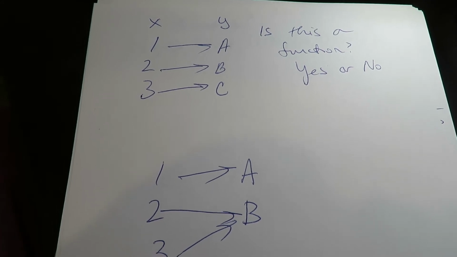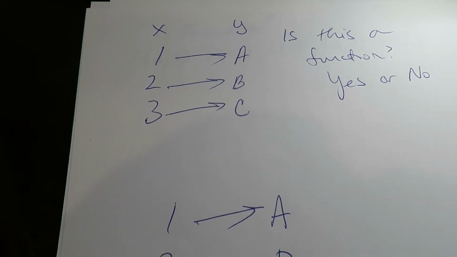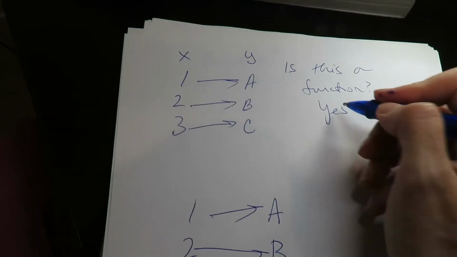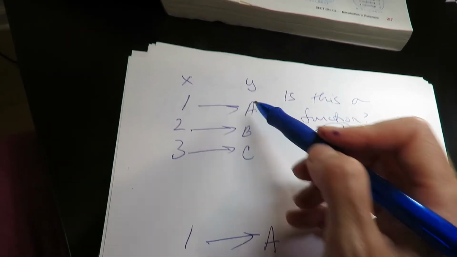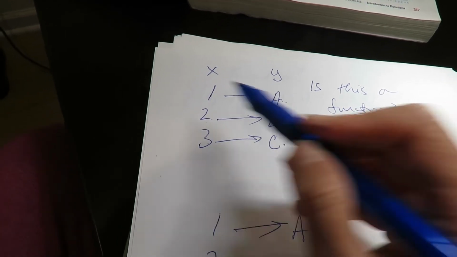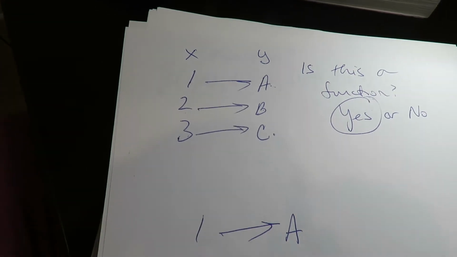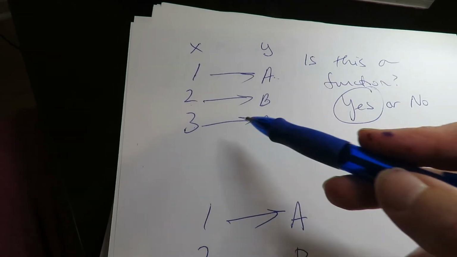Alright, so let's look at each of these schematics. Let's look at the first one. Could that be a function? Is that possible? Yes, it is a function, because 1 only goes to A, 2 only goes to B, 3 only goes to C. So each thing on the left goes to one thing on the right. So yes, this is a function in this case. First one's a function.